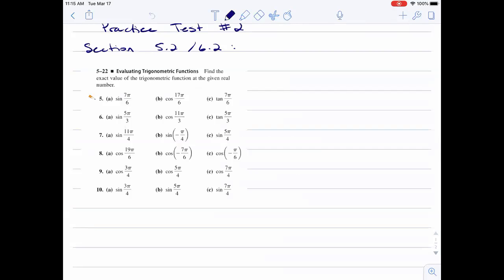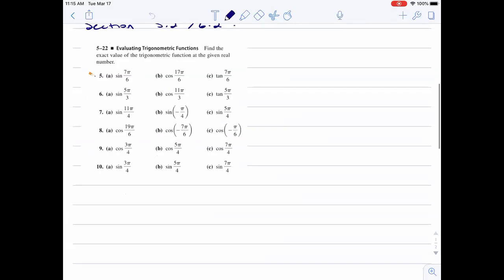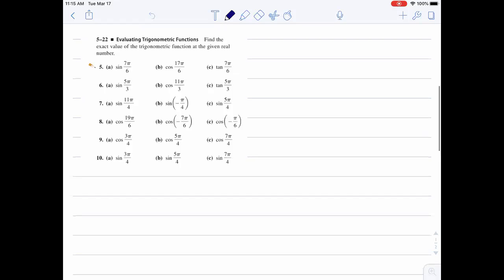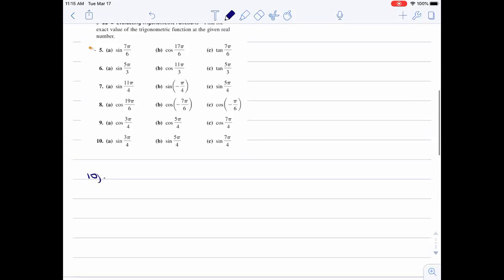I think we should start with, well, why change what we've been doing so far? How about we just do 10, right? Kind of work our way backwards. Although these ones don't really vary in difficulty. Once you've got the pattern, then you're going to be okay, right? And so let's do 10A. We want the sine of 3 pi over 4.